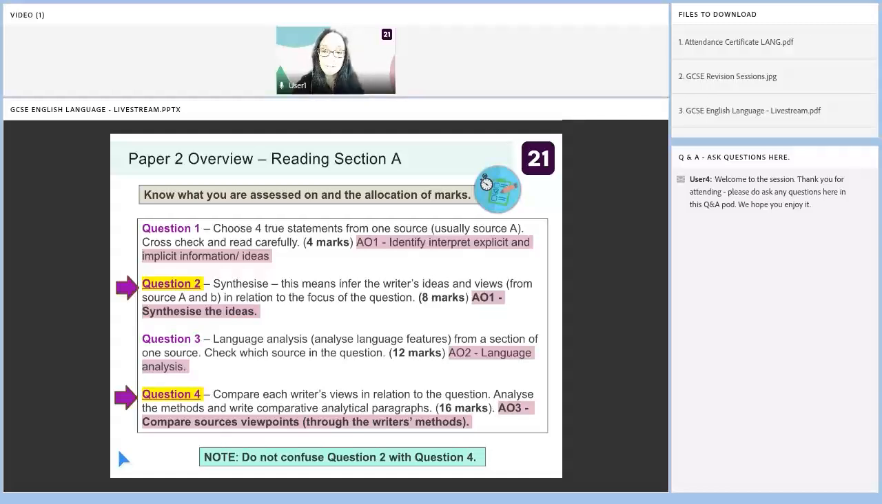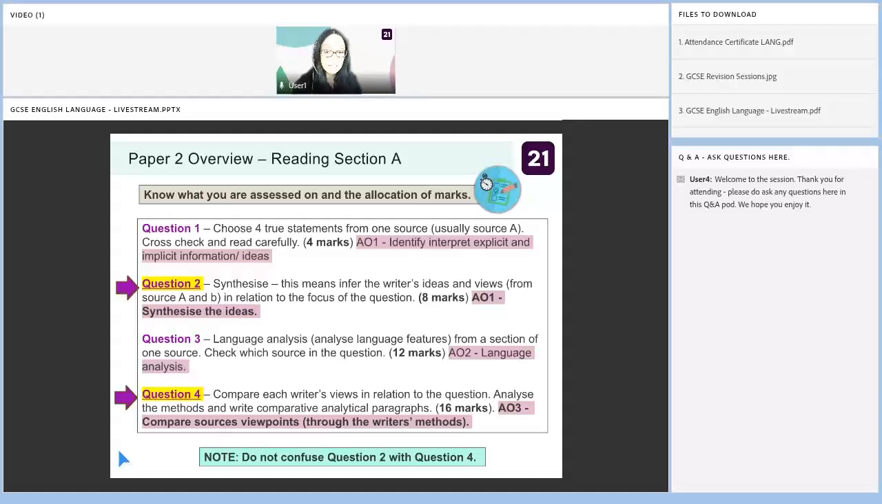Question 2 is your synthesizing question. So this one is focused on the synthesizing skill, and this is where you are looking at the writer's ideas and inferring those particular ideas in relation to the focus of the question. You're working with both sources. Question 3 is your language analysis question, and this will be just one of the sources, so check which source it is, and you have to look at a section in the text and analyse the language. So that means you're looking at things like similes and metaphors, personification, verbs, adjectives, it all counts. So pure language analysis, and it's worth 12 marks.